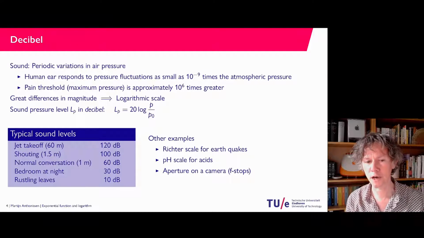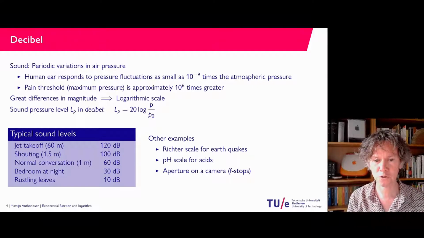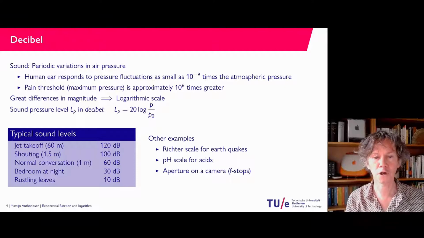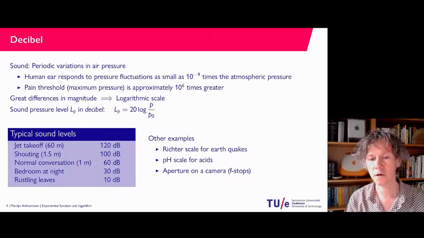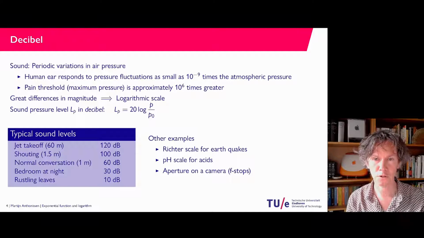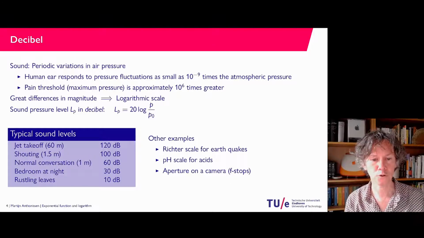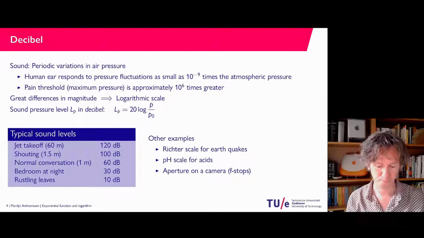There are many other examples where you have similar scales, for instance the Richter scale that measures the impact of an earthquake, or the pH scale for acids, that also are logarithmic scales. And also if you have a camera, you know about aperture, the amount of light that reaches the sensor of your camera, and that is also a logarithmic scale.